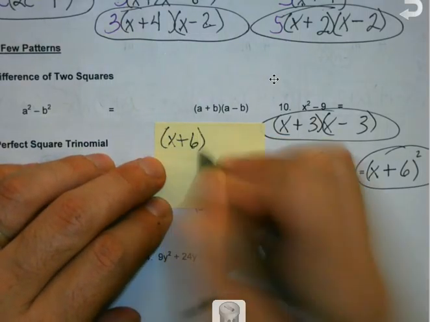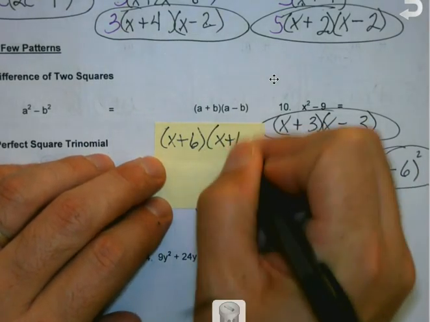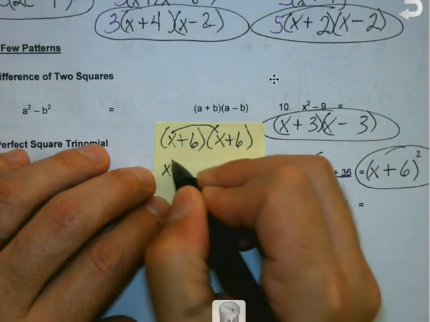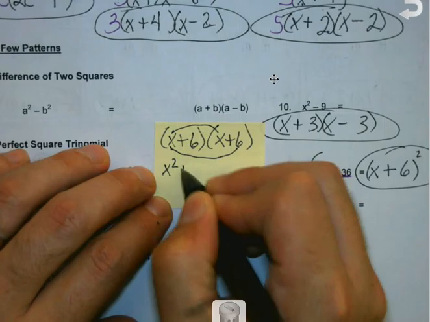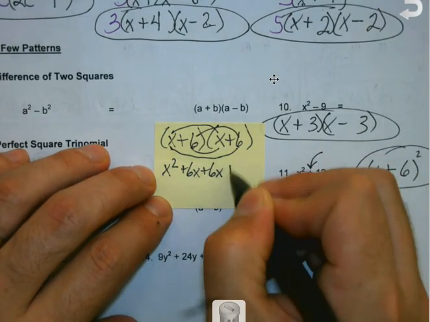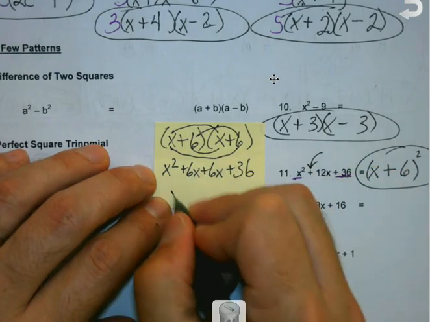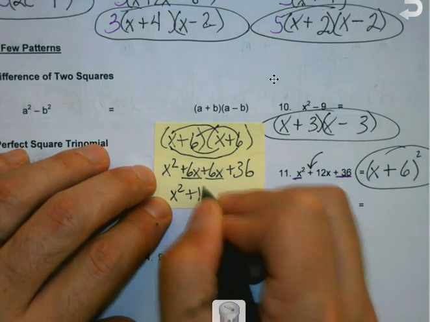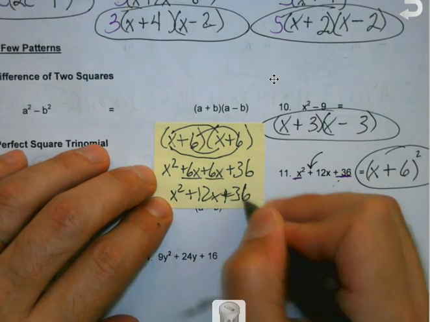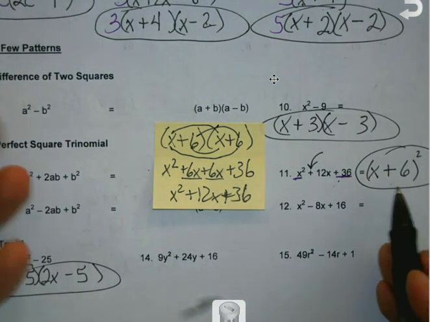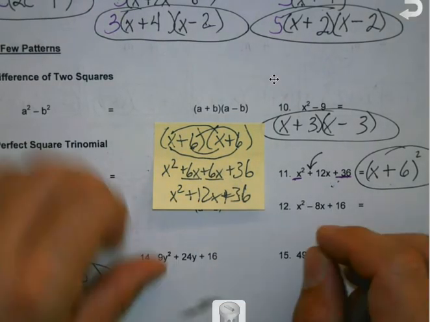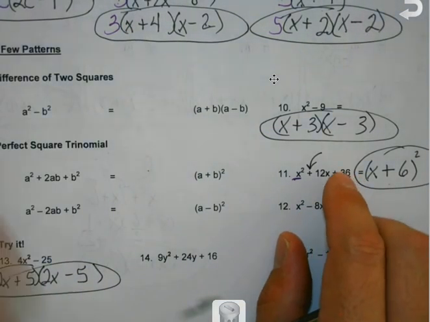You're like, what do you mean it's still there? Okay, x plus 6 squared means there's two of these guys. So if I FOIL this out, x times x is x squared, x times 6 is 6x, 6x, 36, and if I put my like terms together, I get the original problem back. So this works, it just looks weird. You're like, but if I wrote out x plus 6, x plus 6, is that right still? It sure is.